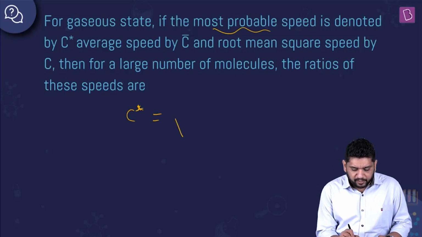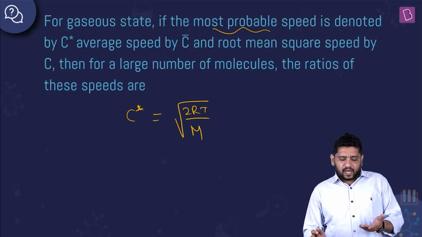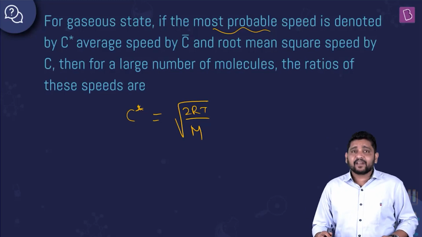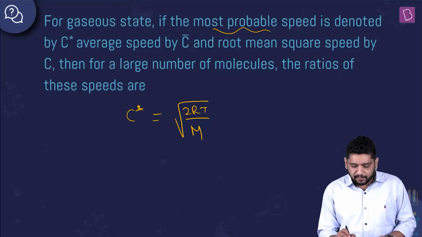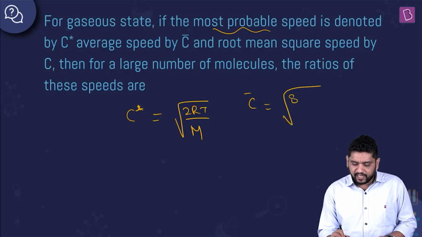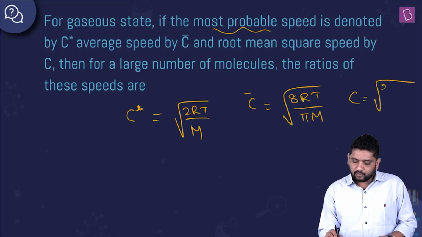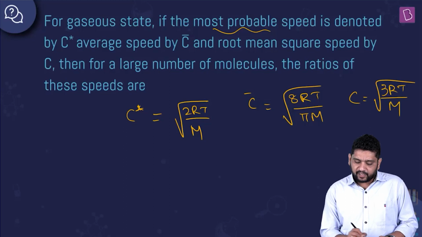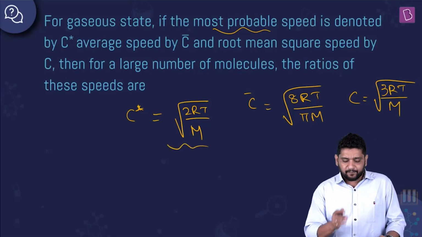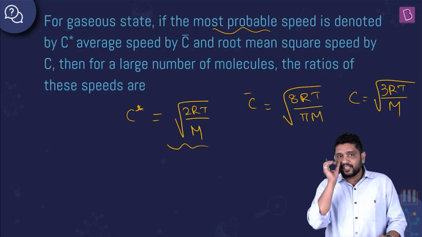What is most probable speed? C star is going to be equal to root 2RT by M, where R is the universal gas constant, T is temperature in Kelvin, and M is molar mass in kg. Similarly, C bar, average velocity, can be written as root of 8RT by pi M. And if you are looking at URMS, C, that is root 3RT by M, right? So if I take the ratio of these, RT by M is there in all of them.